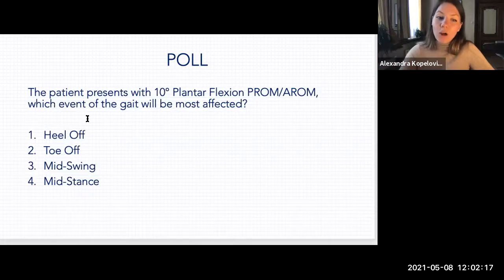So at heel off, we need 0 degrees of plantar flexion, so we're okay for that one. Mid swing, we need only 0 degrees, a neutral ankle, and same thing, mid stance, we need 5 to 10 degrees of dorsiflexion. So the correct answer, 70% of you got it right, is toe off. Great job.